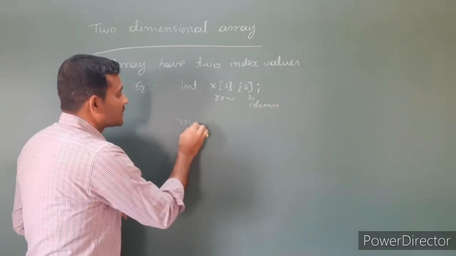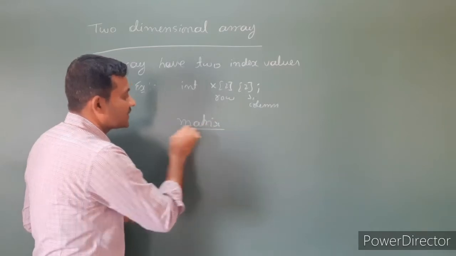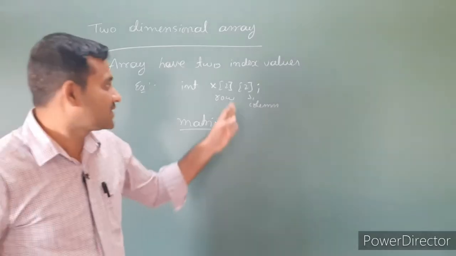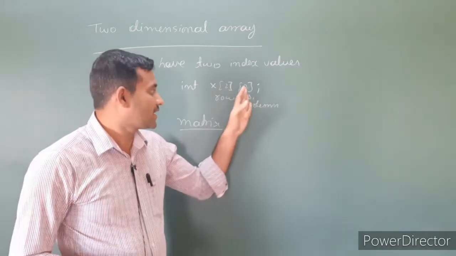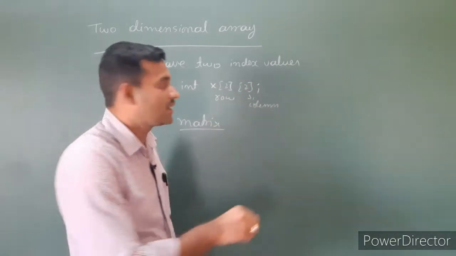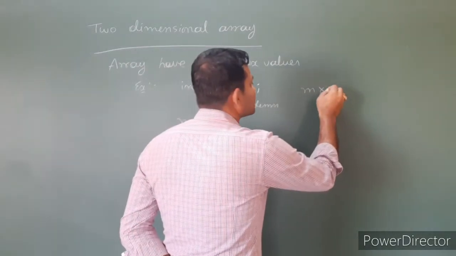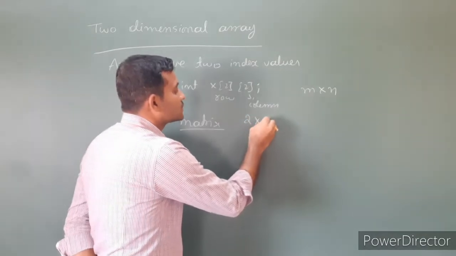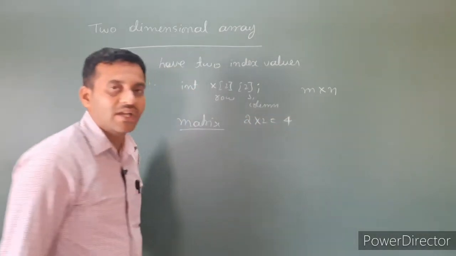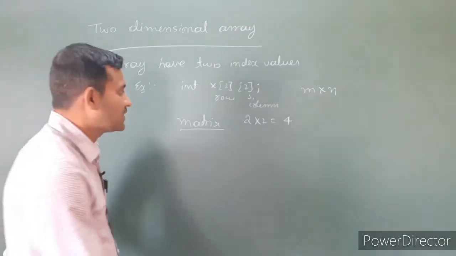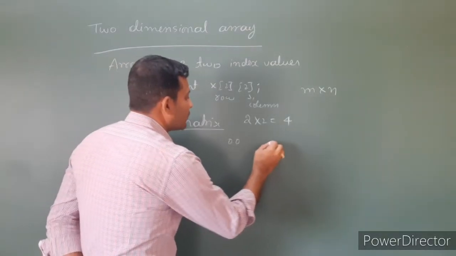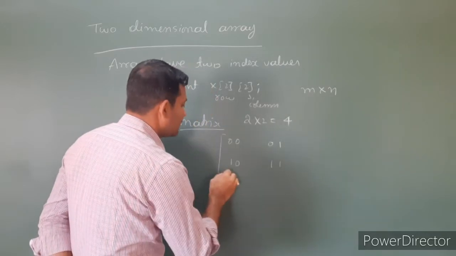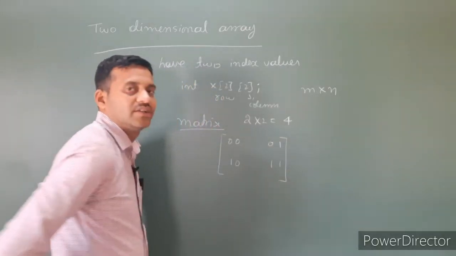The matrix is the best example for a two-dimensional array because the first index represents the rows, the second index represents the columns. Generally we write it as m cross n. Here 2 into 2 means 2 cross 2, totally 4 elements. These 4 elements are represented as 0,0; 0,1; 1,0; 1,1. So these are the 4 elements.